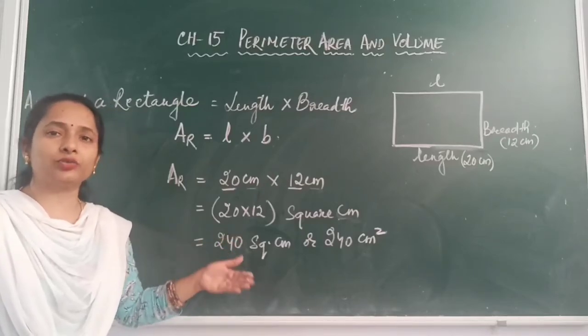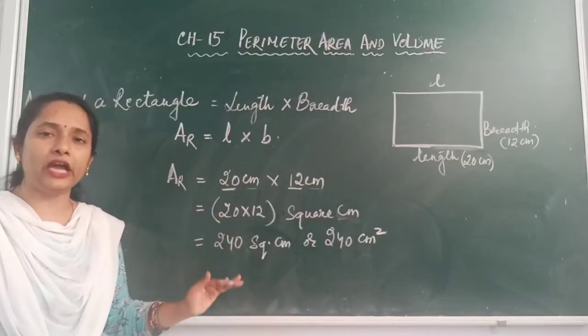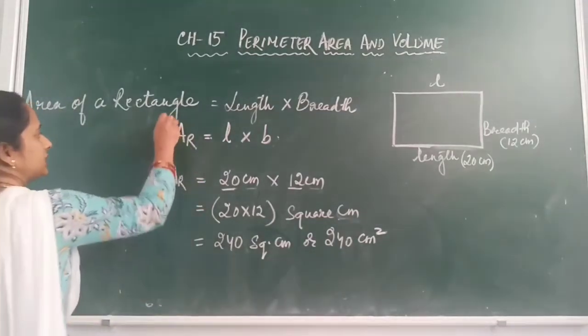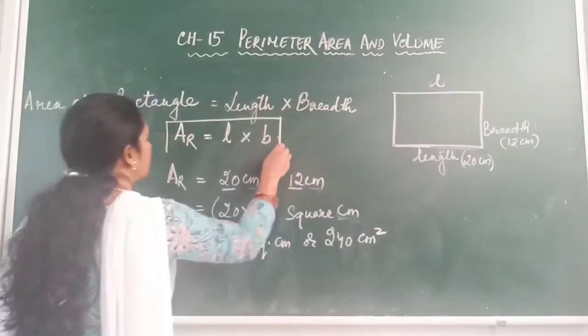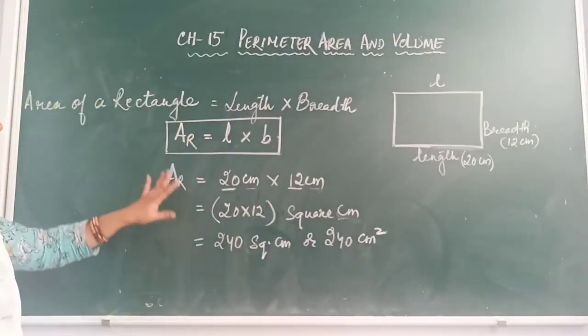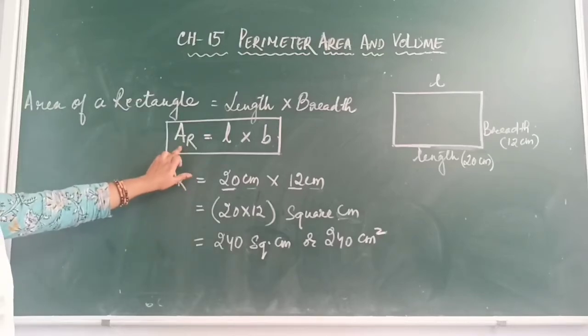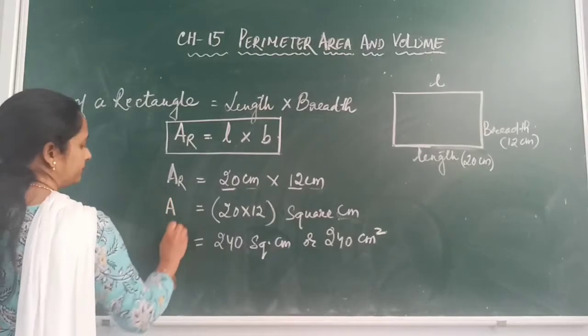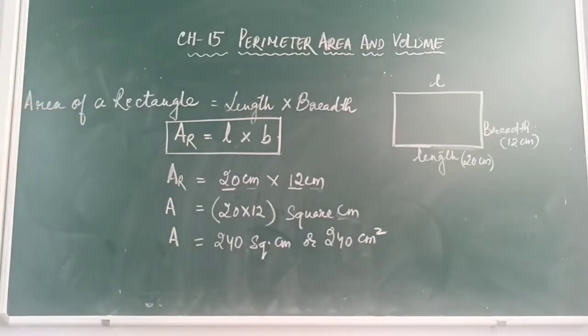Okay. Next we will know how to find the area of a square. So the formula for area of a rectangle is this one. Always you have to remember this and you have to write down this formula whenever you are going to find the area of any rectangle, and then find out the area. Okay. So next we will go for area of a square.